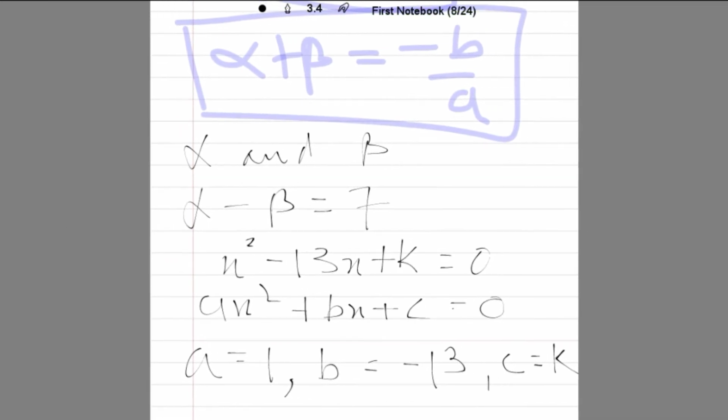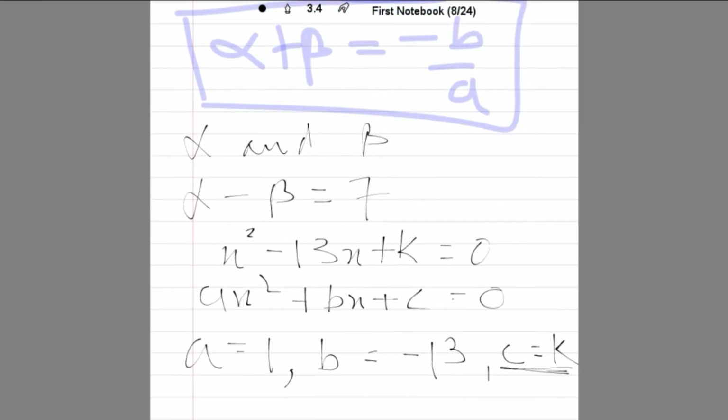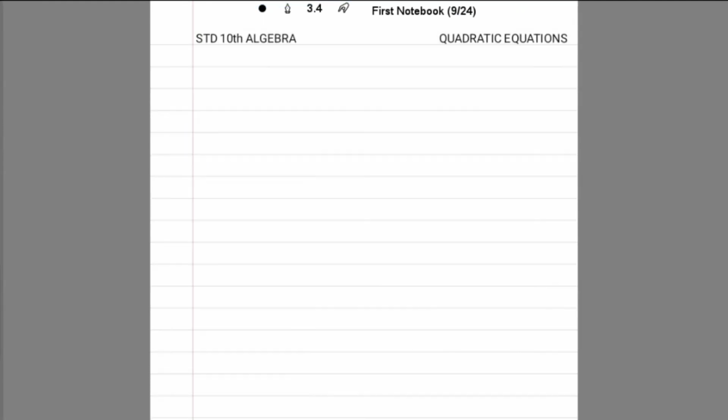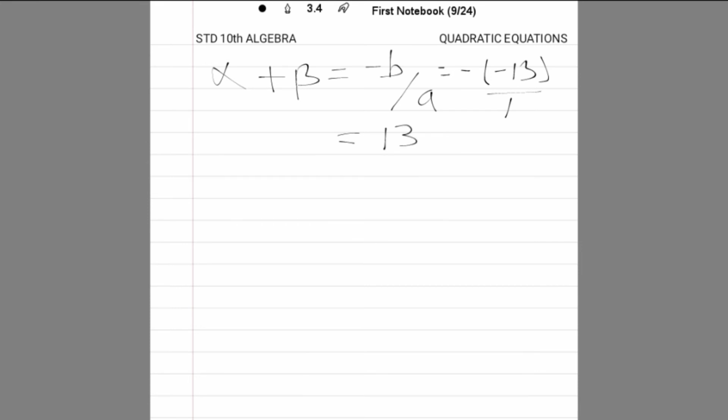Now we know two relations for this, right? Alpha plus beta is equal to minus b by a, and alpha into beta is equal to c by a. So from that we can find the value of c, that is k, and we need to get the value of k by solving that equation. So we can get the value of alpha plus beta, that is alpha plus beta is equal to minus b by a, and we know my b is minus 13, so it is equal to minus into minus 13 divided by 1. So we will get the value of alpha plus beta is equal to 13, right?